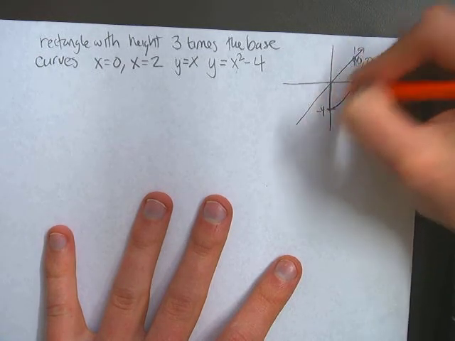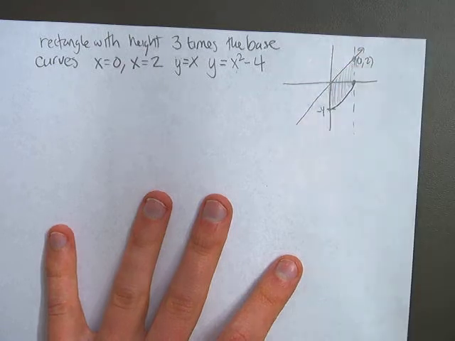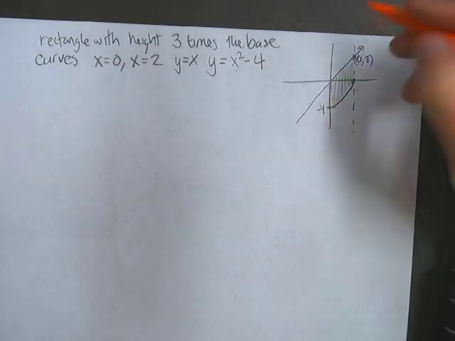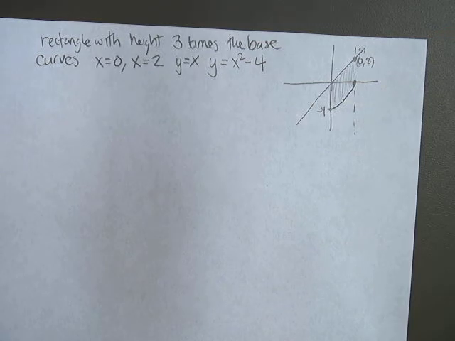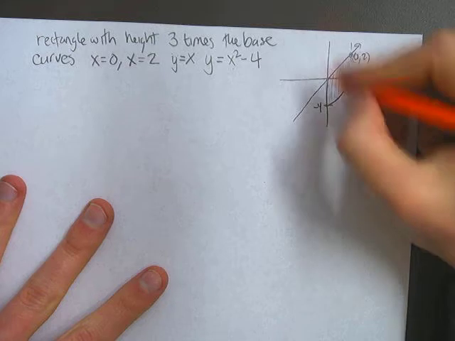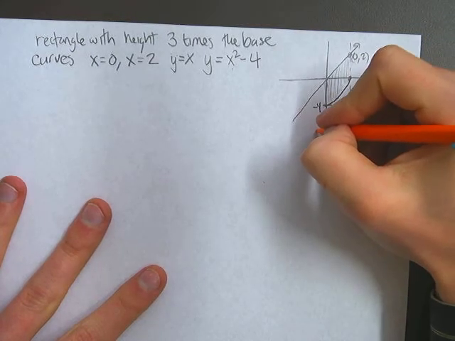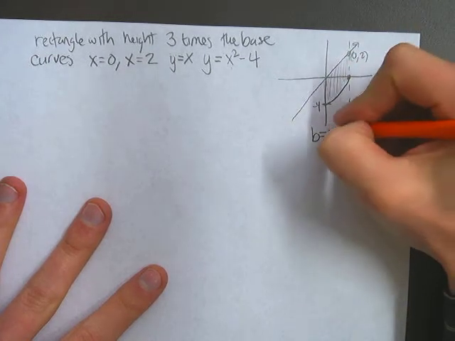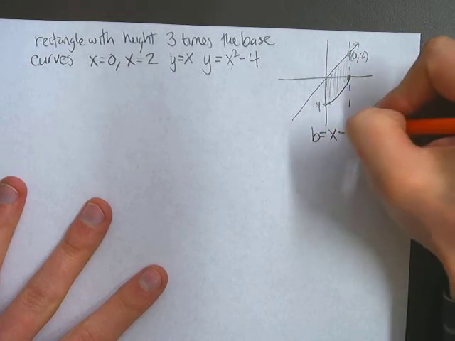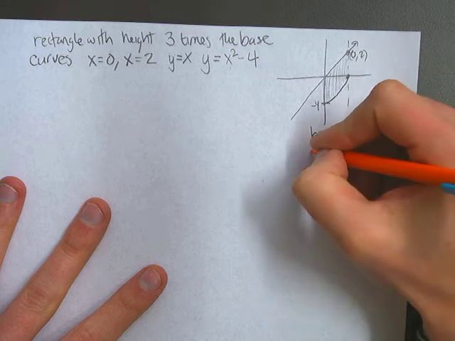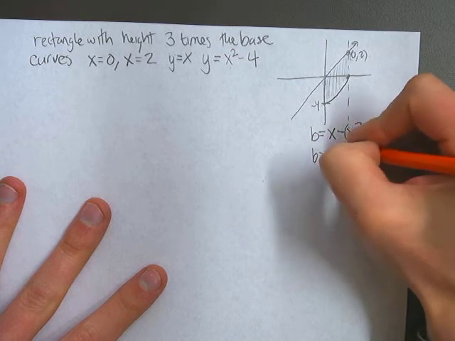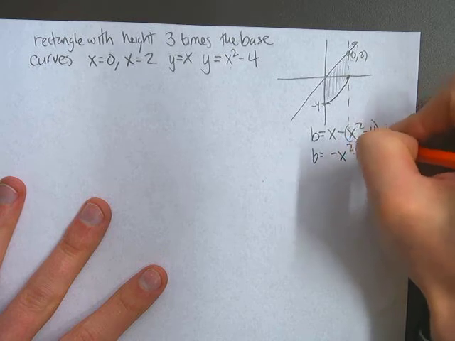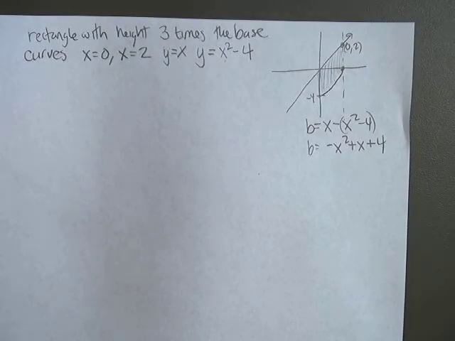But since we're cutting off at 0, this is my distance between the curves, between these. So the same one's always on top. My distance between the curves, which is the base, because this is a rectangle, is just going to be x minus x squared minus 4, or just negative x squared plus x plus 4.